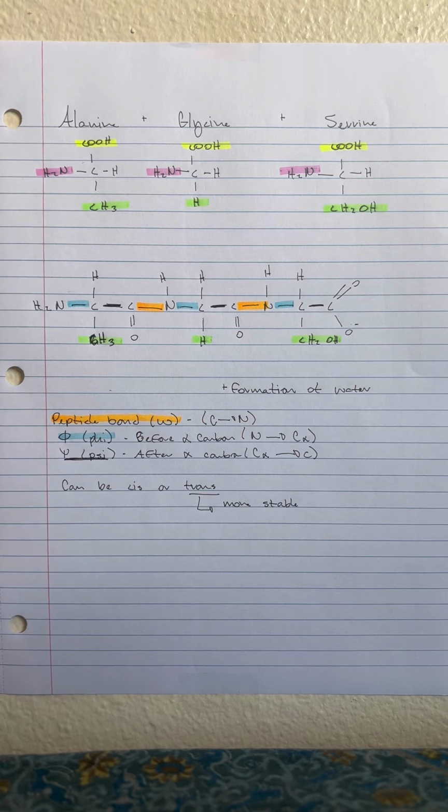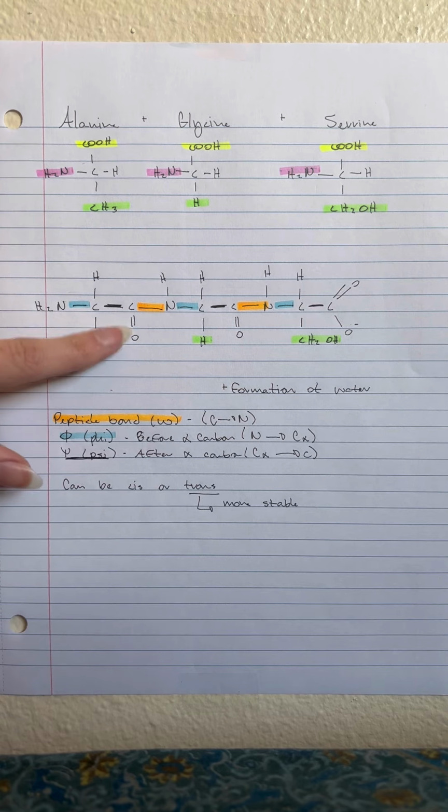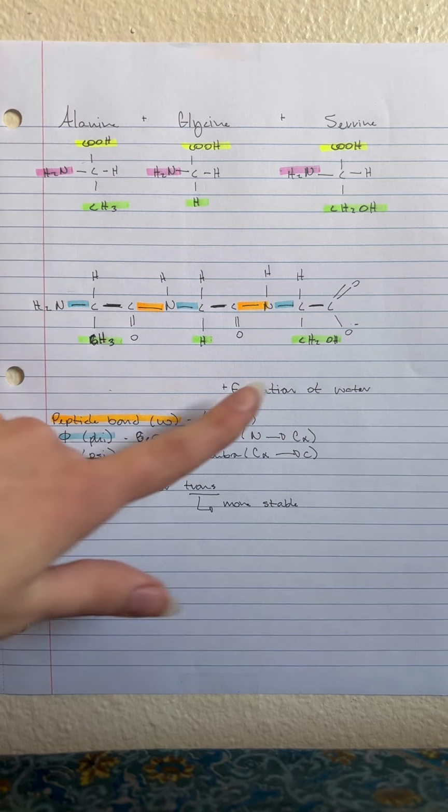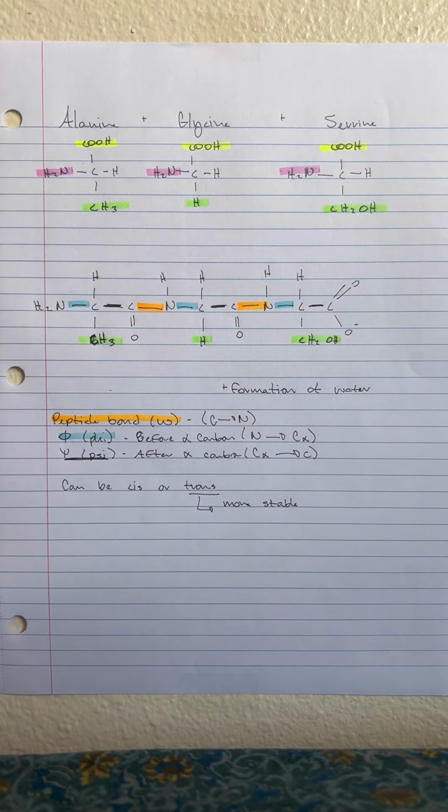Also, when this occurs, there is water being formed. So this double bond is being formed, oxygen is being released, two hydrogens are being released, and then water is going to be a byproduct.